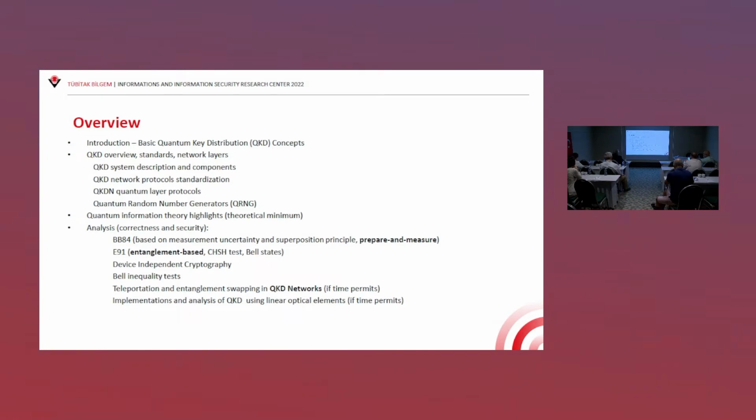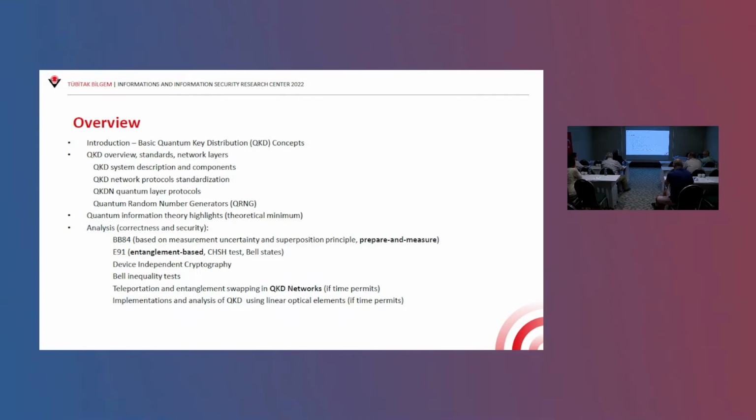Okay, this is going to be an overview of my talk. This is a longer summary, but I think I'll be able to complete this part of it. Quantum key distribution is an important application of quantum technologies, entanglement and superposition properties of photons.